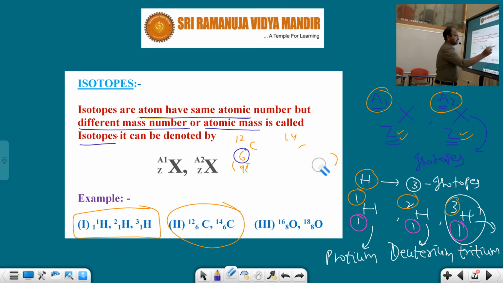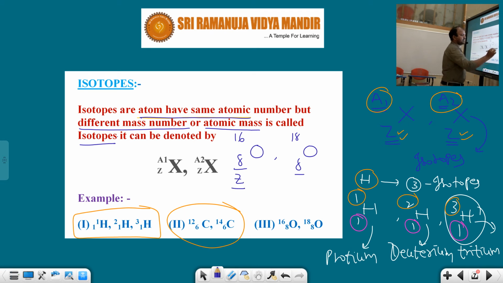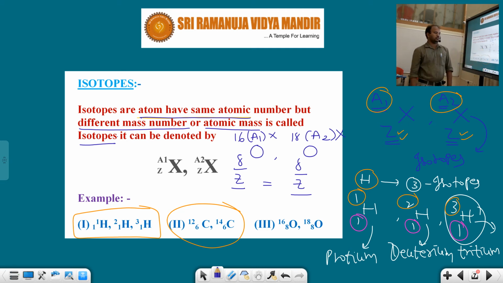Oxygen isotopes, you should observe that. Here, in the third example, two oxygen isotopes are given: oxygen-16 with atomic number 8, and oxygen-18 with atomic number 8, in the form of X, A, Z. Here the atomic number is the same, 8 and 8, but the mass numbers are different: this one is 16, this one is 18. So same atomic number, different mass numbers, then those elements are called isotopes.